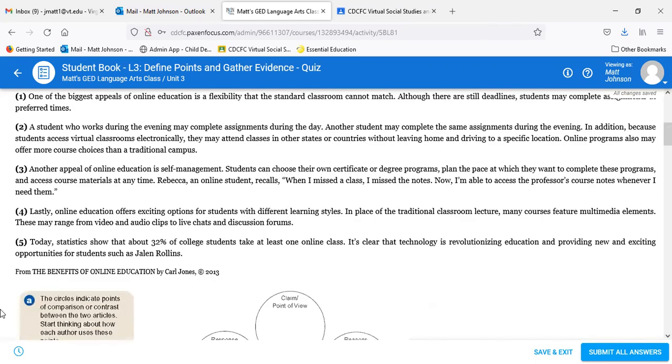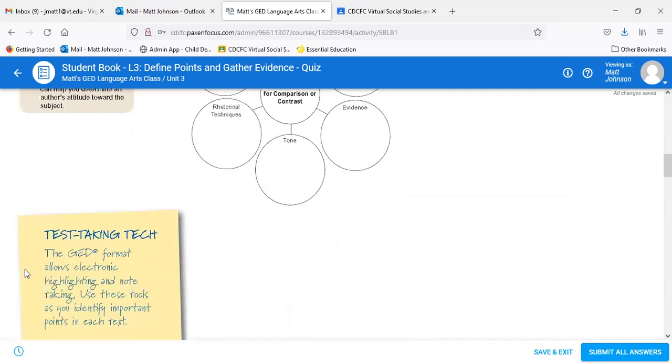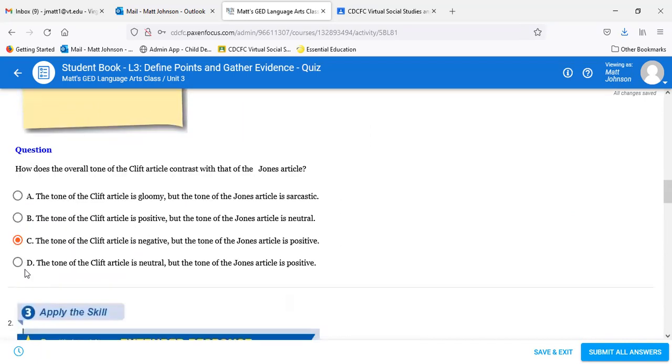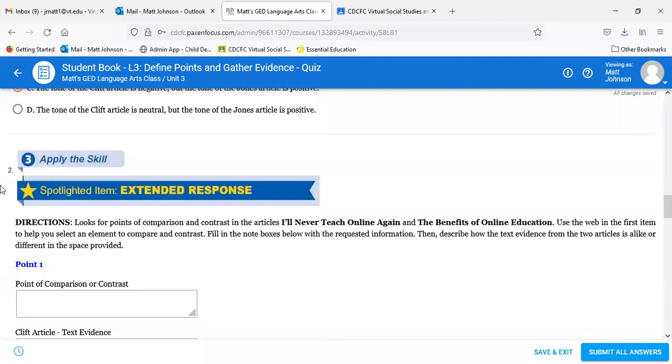And then Jones, of course, uses a more positive tone because he thinks online education is really going to be part of a future. And he ends on that idea that it's revolutionizing education and providing new and exciting opportunities. So very positive. And again, that's something that you could point out in your writing response, why you chose one over the other. That does matter. So it doesn't just have to be about the evidence and how you feel about evidence. You can point out other points. And that's kind of what we're working with today.